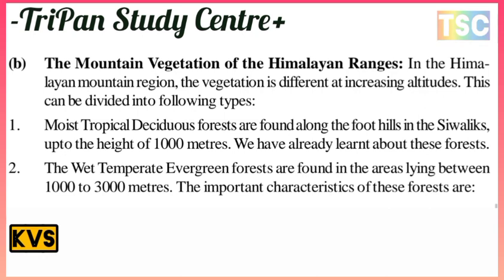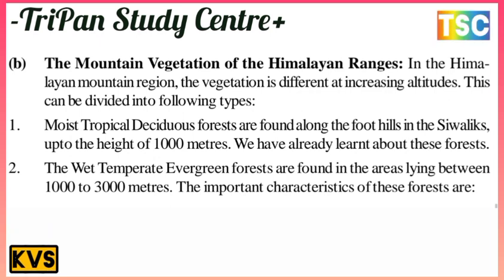Next, the mountain vegetation of the Himalayan range. That is important. In the Himalayan mountain range, the vegetation is different at increasing altitudes, and this can be divided into the following types. The first is the tropical deciduous forests, found along the foothills in the Shivaliks up to a height of 1,000 meters, and we have already learned about this forest.